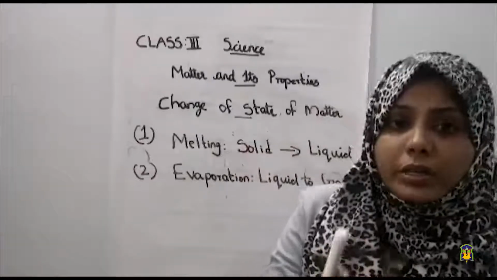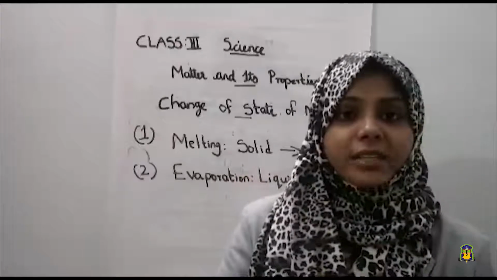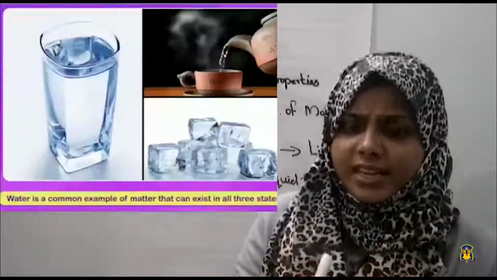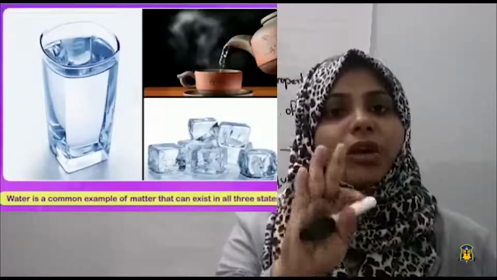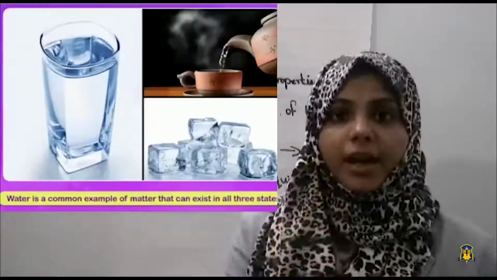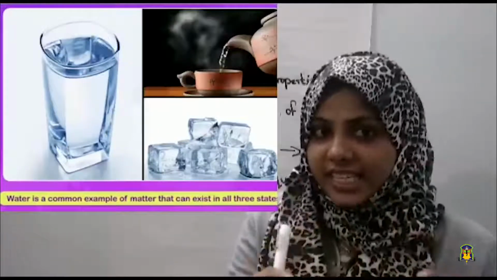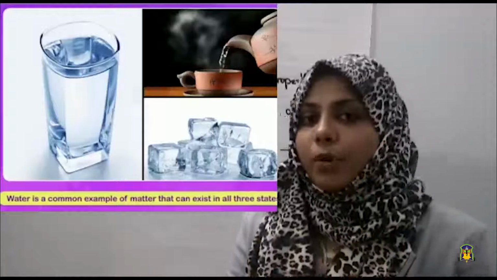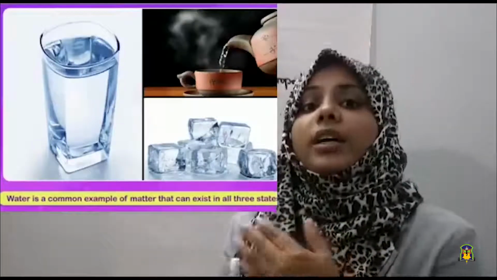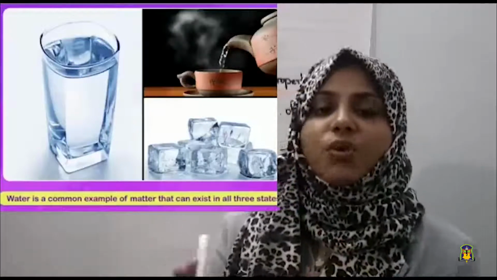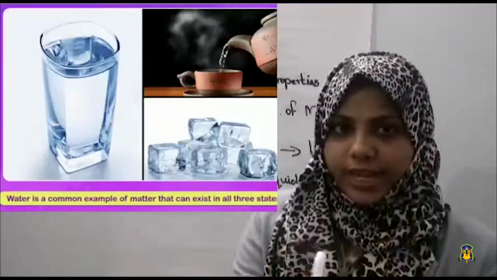First, we are going to discuss melting. Before that, water. Water is a matter. It exists in three forms, or three states of matter. Ice is in solid state. Water is in liquid state, and water vapor is in gaseous state. Water vapor is a gas.